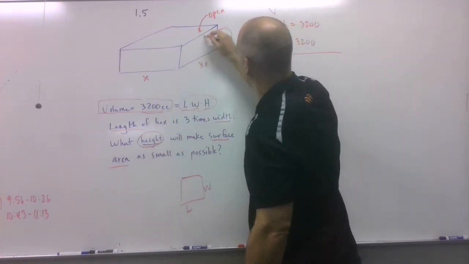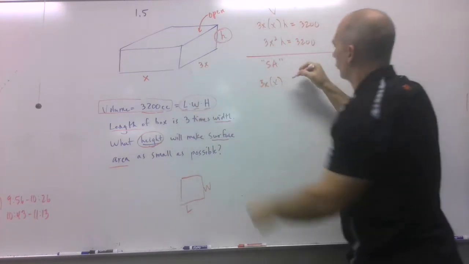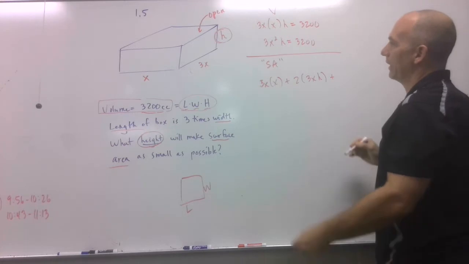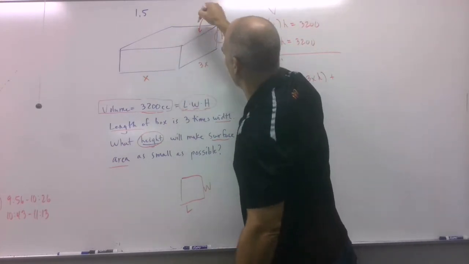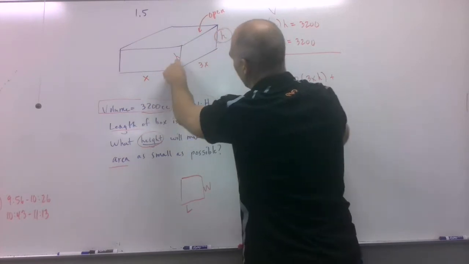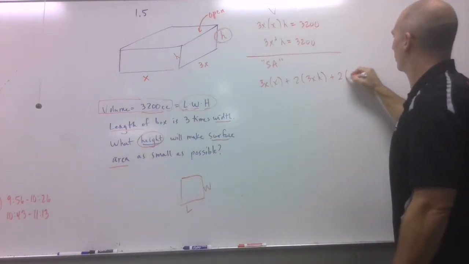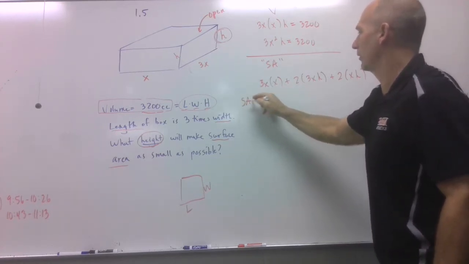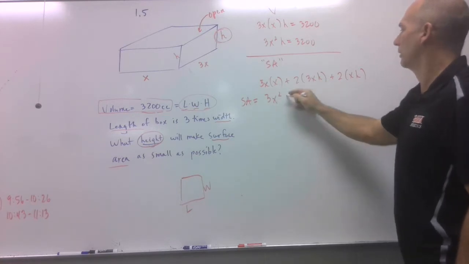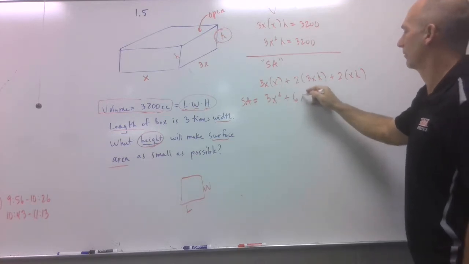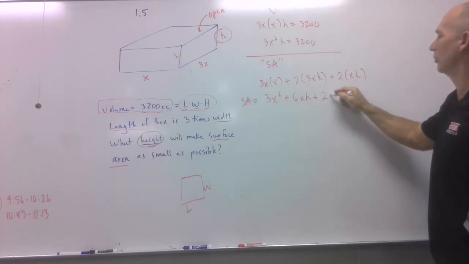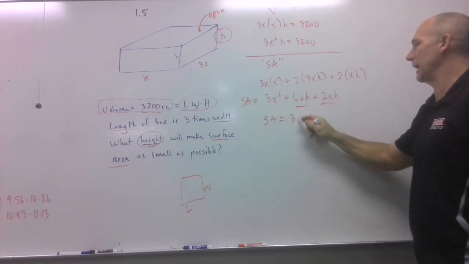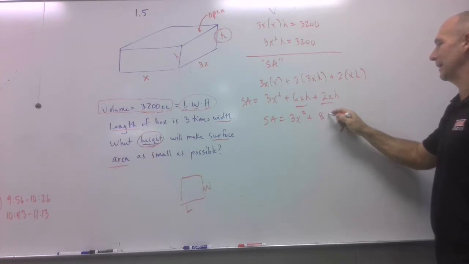And then we've got this side right here, which is 3x times h. But there's 2 of those, 3x times h. And then we've got the front of the box and the back of the box, which would be x times h, but there's 2 of them. So it's 2 times x times h. I'm going to clean this up. Surface area equals 3x squared plus 6xh plus 2xh. Notice we've got like terms here. So surface area equals 3x squared plus 8xh.